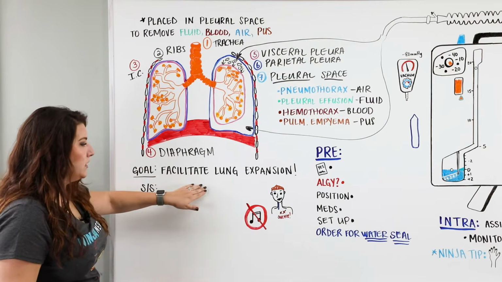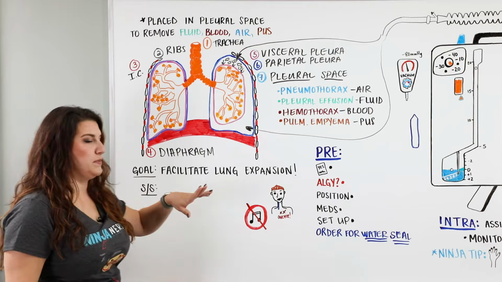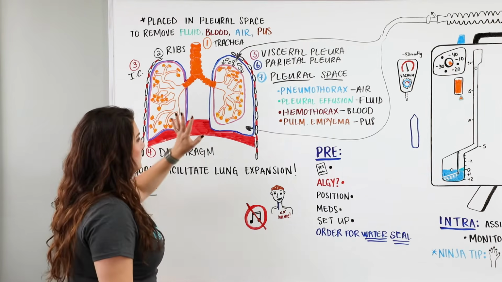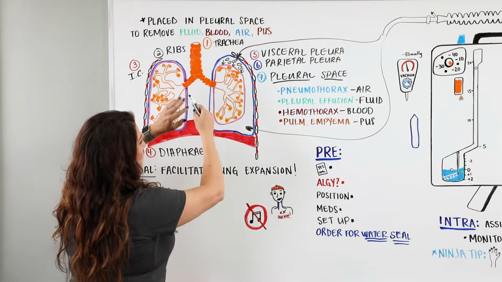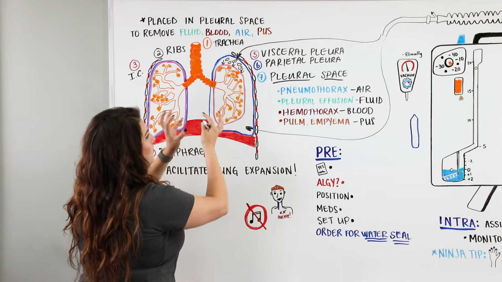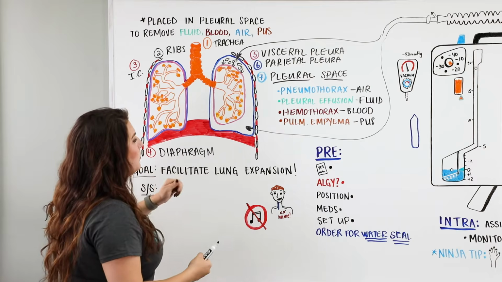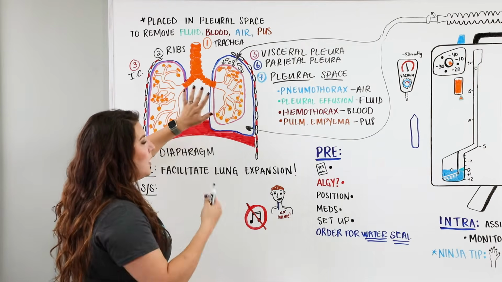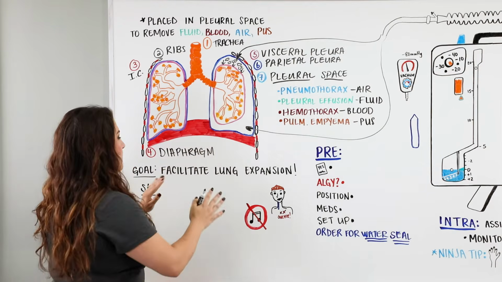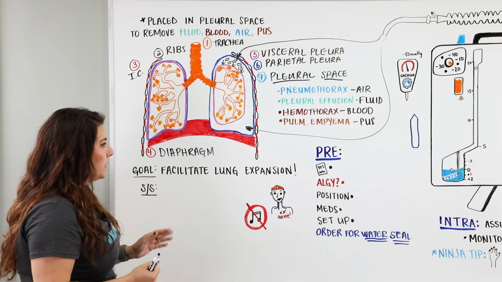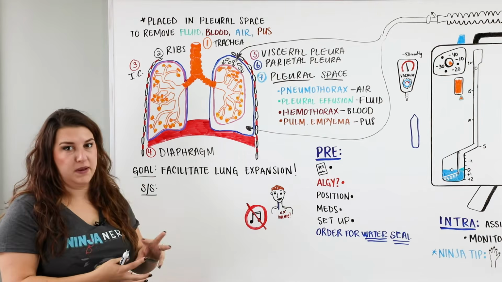Why are we putting in a chest tube? It's to facilitate lung expansion. Remember, our chest right now is not being filled with air. This lung, this pleural space, is being compressed, so we're not able to take a deep breath in. We're not able to fill our lung completely. So we have this compression, and we want to take that out so that we're able to expand our lung correctly.